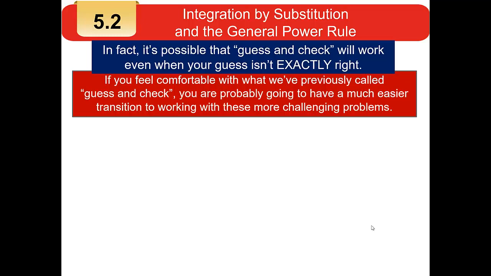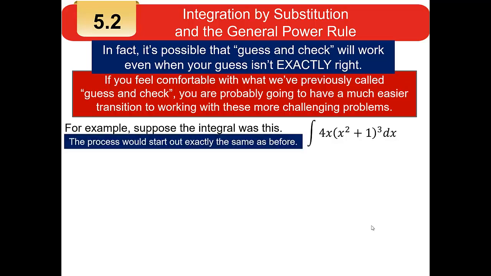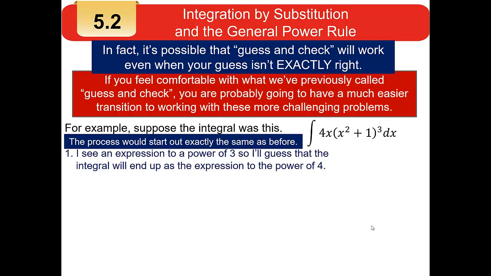It's also possible that guess and check can work even if the guess doesn't turn out to be exactly right. And I'll tell you what I mean by that in a moment. But let's change that example so that I change that 8 to a 4, but otherwise it's the same problem we solved a minute ago. The process starts off the same, nothing different about it. You identify your guess as being that expression raised to the fourth power instead of the third power, so the guess stays the same. You still test it by taking the derivative.